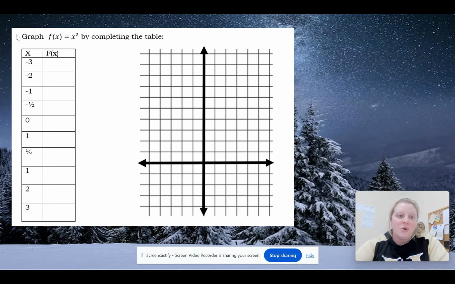In today's lesson, we're going to graph some other things. In the past, all you've graphed really are lines. Today, we're going to graph some other shapes. And the first one I want you to graph is the function f of x equals x squared. So we're going to graph the function x squared.